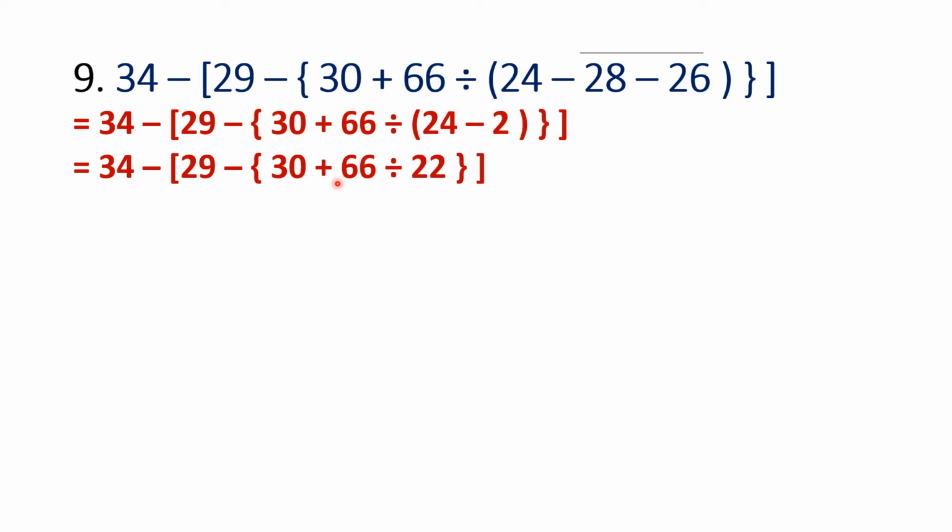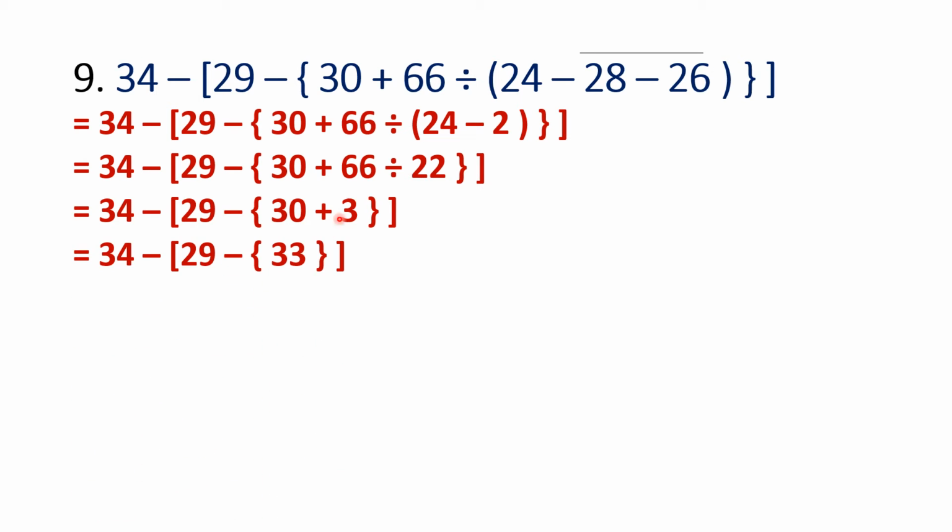Now I will divide 66. Why should I divide? Look here, we have a choice. Add is there and divide is there. So we will call that rule BODMAS and check. Yes, division comes first. So I will divide. 66 divided by 22 is 3. So instead of that I'll write 3. So instead of 66 divided by 22 I am writing 3 here. Now what is 30 plus 3? 33. Everybody knows that. So I will write 33 now.